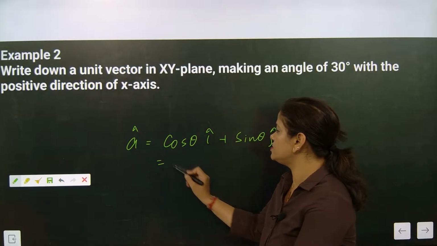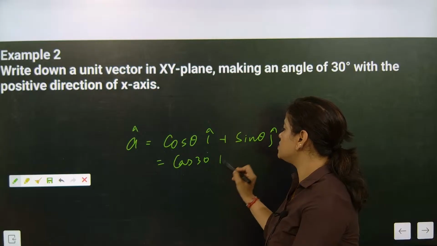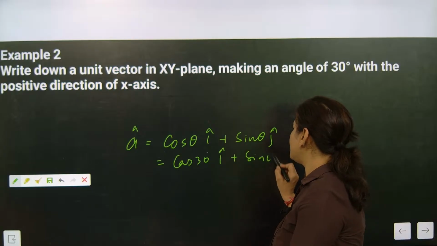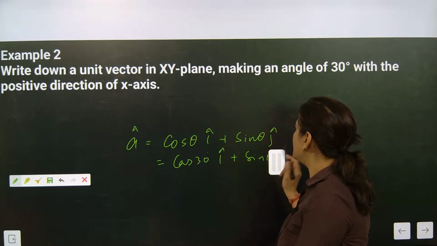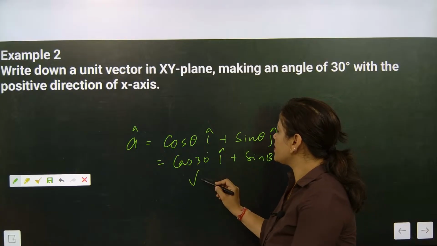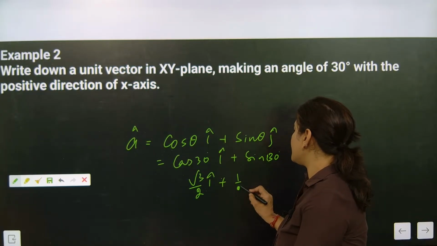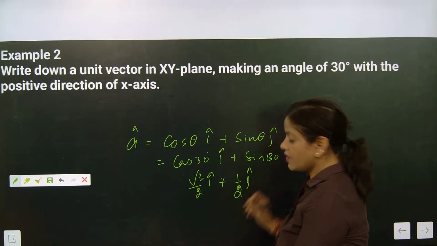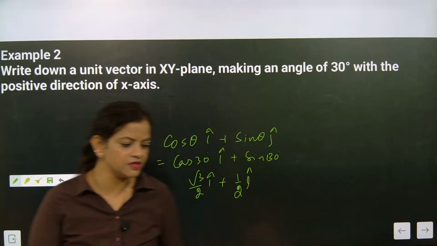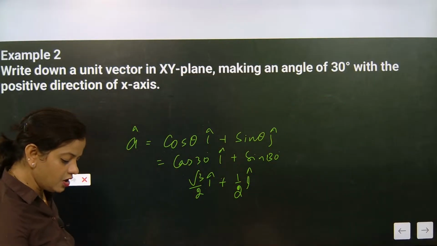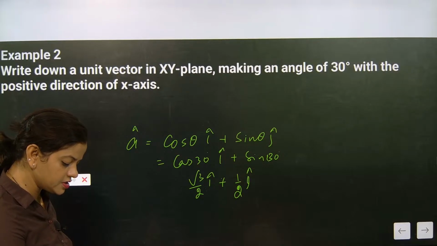Everybody must watch these important questions, because we don't know in which sections they will ask the question. So here cos 30 degrees is root 3 by 2 for i, and sin 30 degrees is 1 by 2 for j. That's it. This is the answer. You need to just understand that this is along the positive direction of the x-axis.